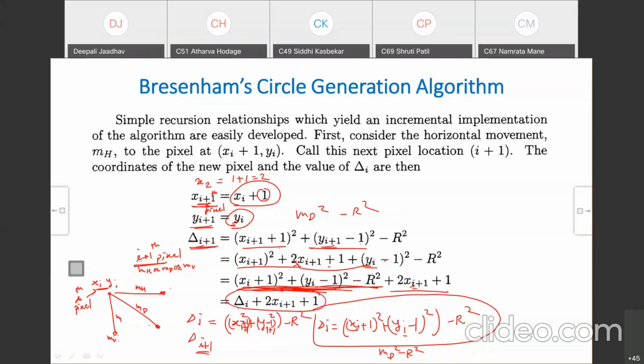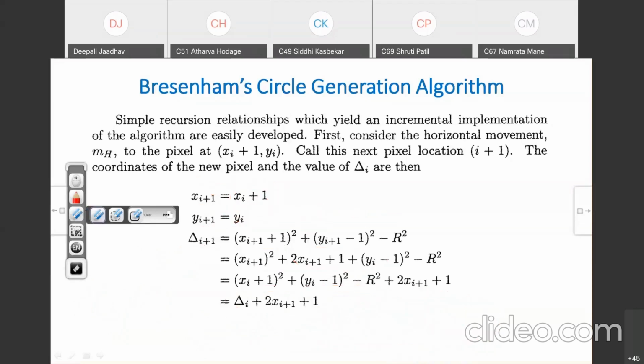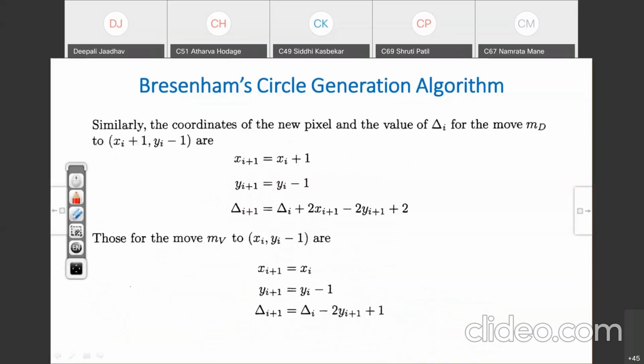Now see the next. If a diagonal or vertical point is selected, then, if the diagonal point is selected, the I plus 1th point's x is increased by 1 and yi plus 1 is decreased by 1.